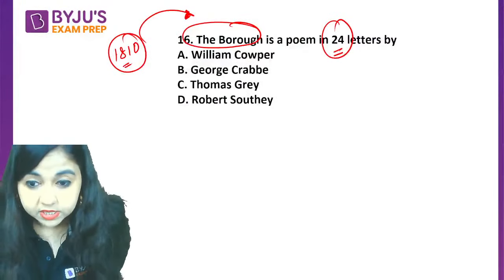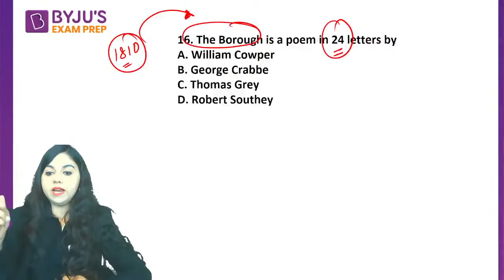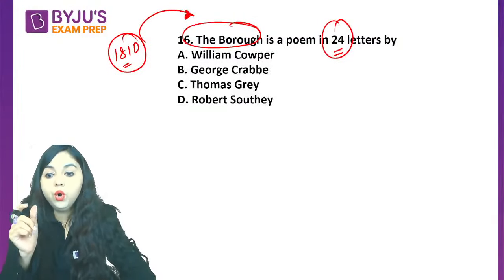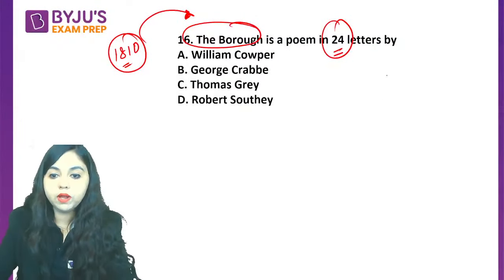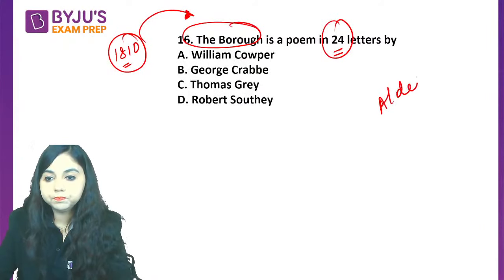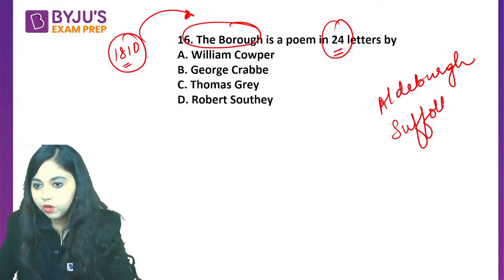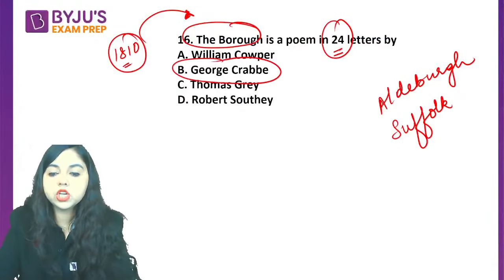The poems are written in heroic couplets, and they're organized as 24 letters that cover the details of life, people and tradition of those living in Aldeburgh, Suffolk. So it is trying to tell you about all the people in Suffolk, Aldeburgh. Okay, what is the right answer here? Absolutely right. George Crabbe is the right answer.